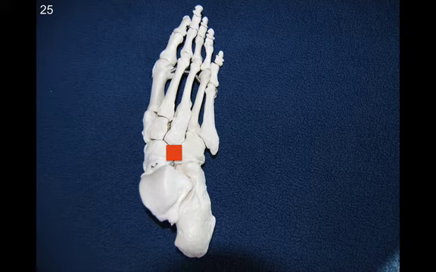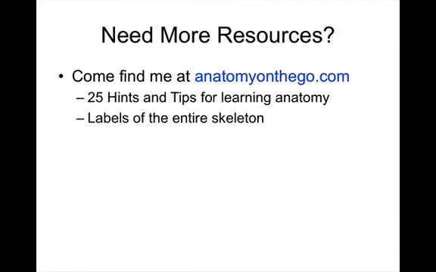Last label here for this little picture quiz. The red square is labeling tarsal bones. So there are 7 total tarsal bones in the foot. And remember, these are proximal to the metatarsals. And then we have phalanges, of course, the most distal aspect of the foot here. So that's your final label.